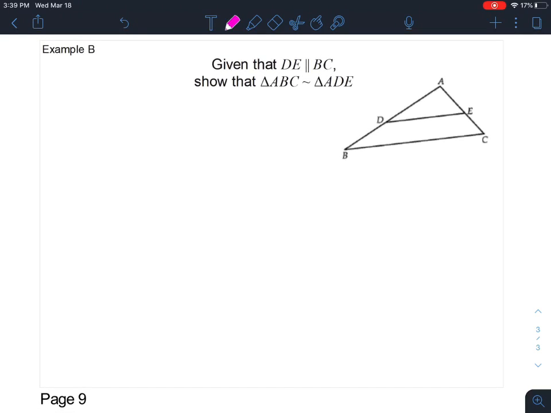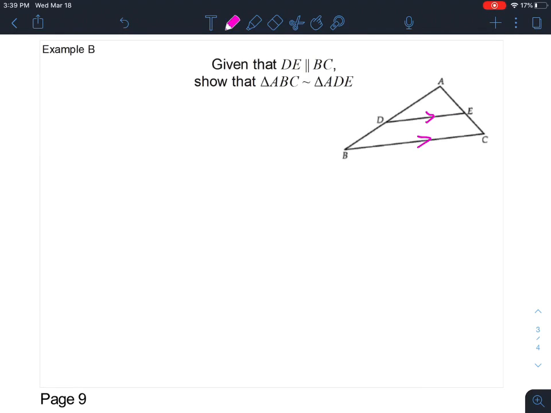Okay, so I picked a little harder one here. This time we have a little bit more information too. We are told that DE is parallel to BC, so I'm going to write that in. And we're supposed to show that triangle ABC is similar to triangle ADE.